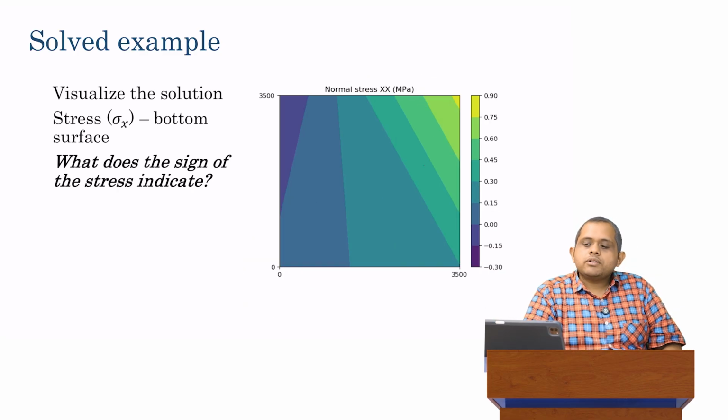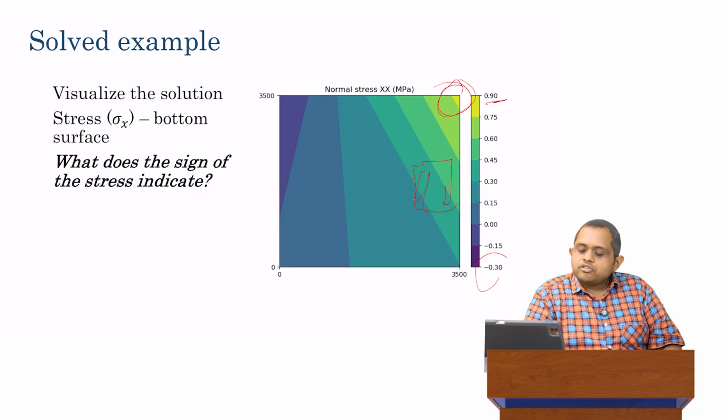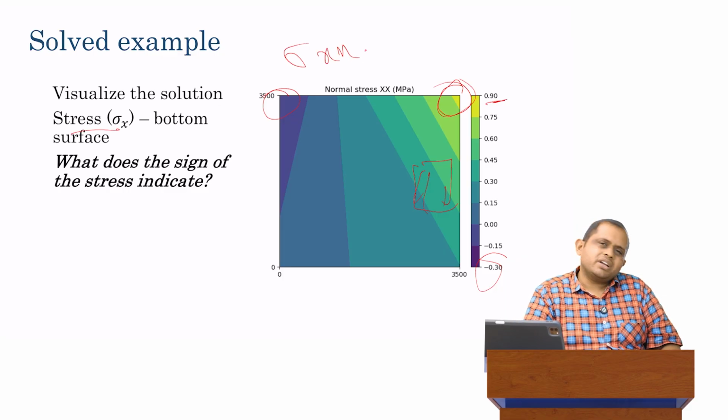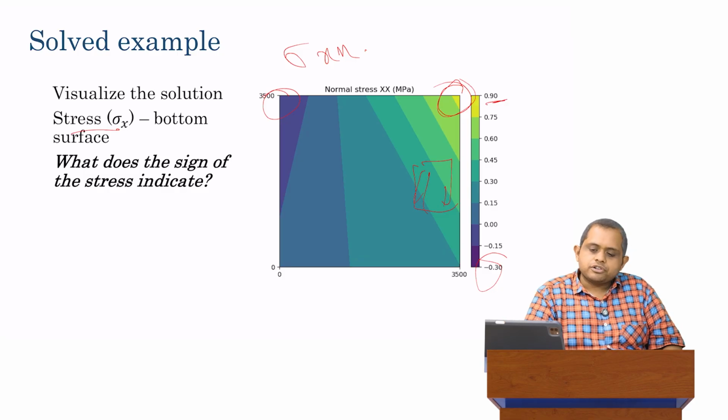Similarly, we can also visualize the stress. Here again, our load is over here. So we see a high stress of around 0.9 megapascals at this point, and then we seem to have another stress of minus 0.3 megapascals over here. Now, this is the stress in the x direction. This is sigma xx, which I'm plotting. I can also plot sigma xy. I can also plot the shear.